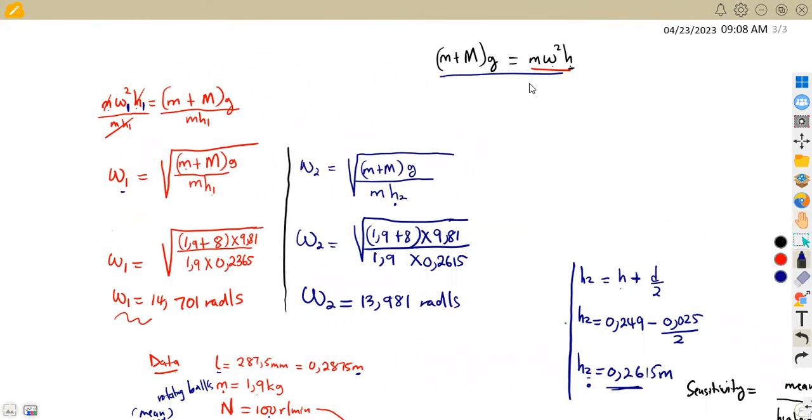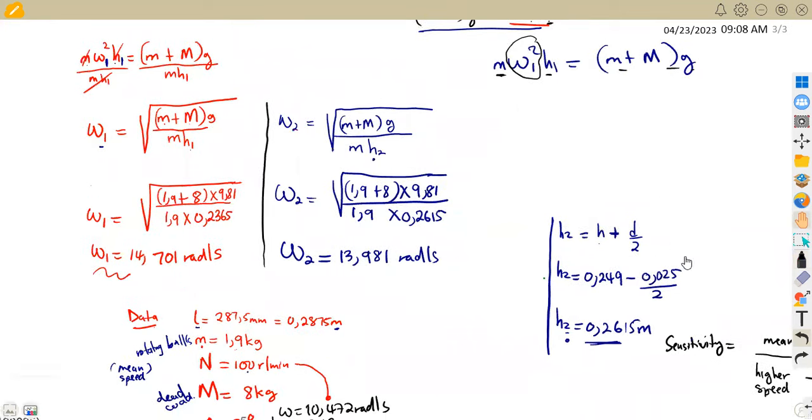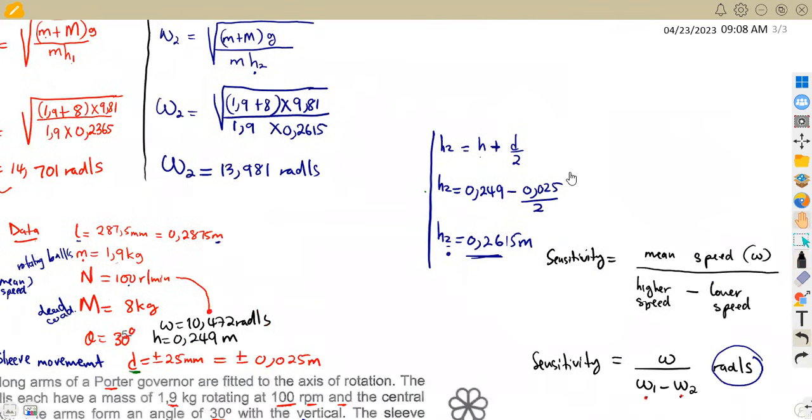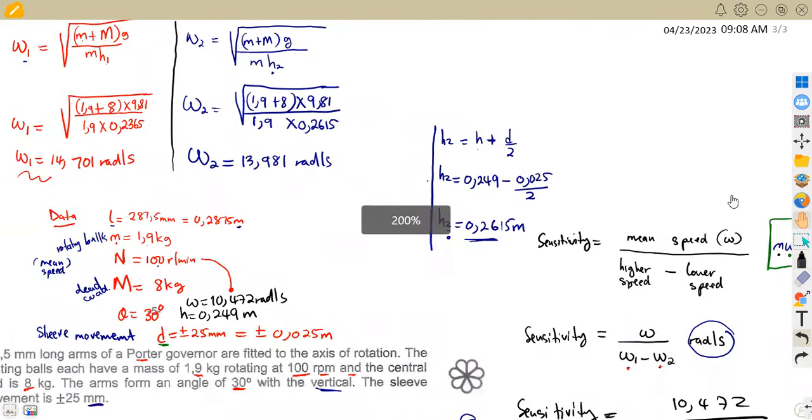Like I said, you can also calculate your omega-1 and your omega-2 from this formula. You can just substitute directly, because you know that omega-1's h1 is equal to the mass of these balls plus the mass of the sleeve g. You substitute your values, make omega-1 the subject, and you still obtain the same answers. What is important is the application of the formulas, how to use your formulas properly.